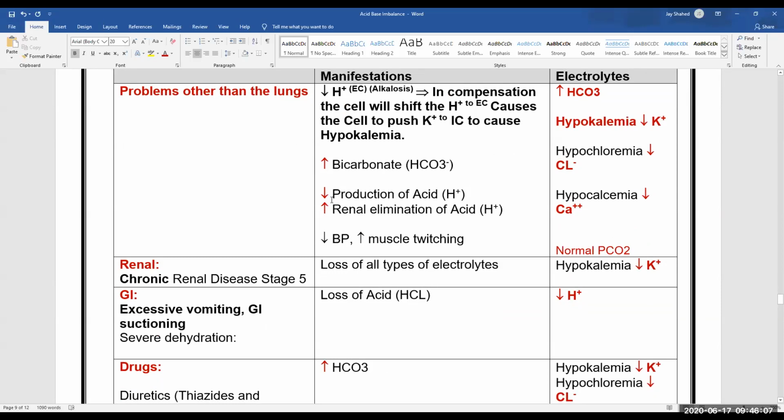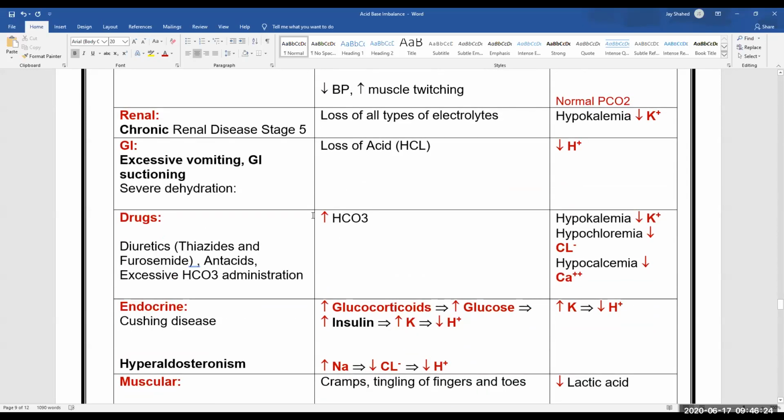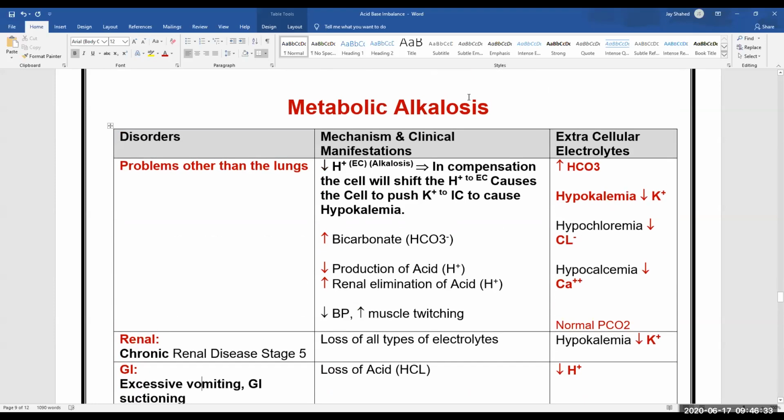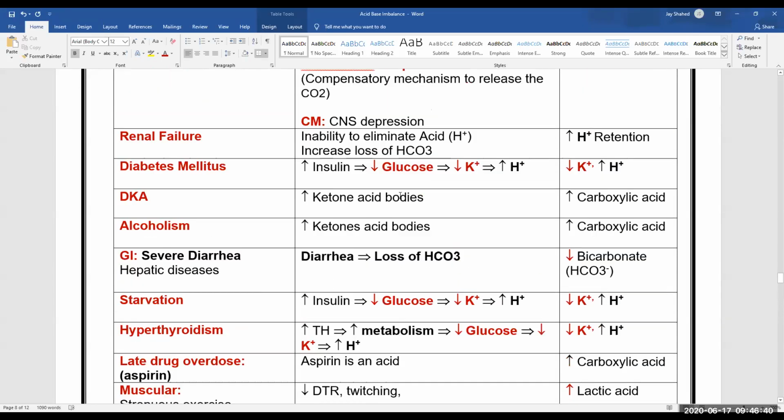Increased bicarbonate, you have decreased production of acid, or increased renal elimination of the acid in this case. Okay, so it could go either way, right? So it could go either way with the kidneys. So it depends on what you get. Here, by the way, vomiting, okay, will get rid of what? The acid, and then you're gonna end up having what? Alkalosis in this case.